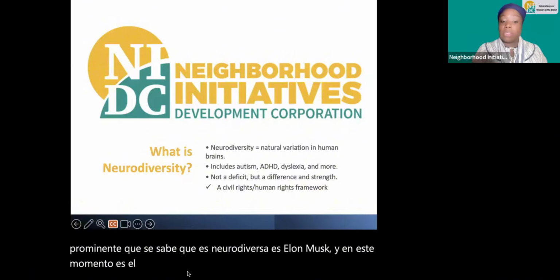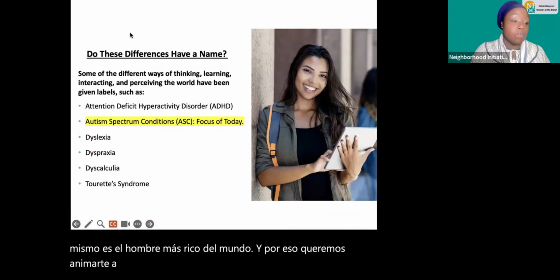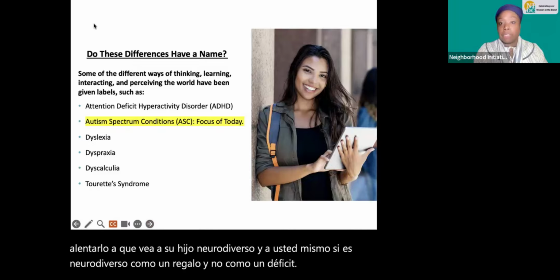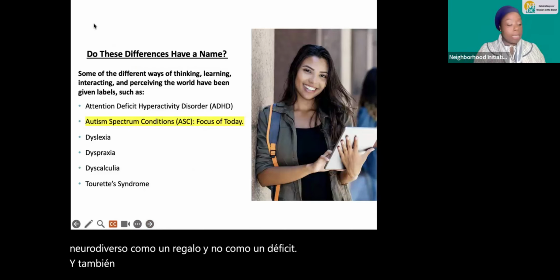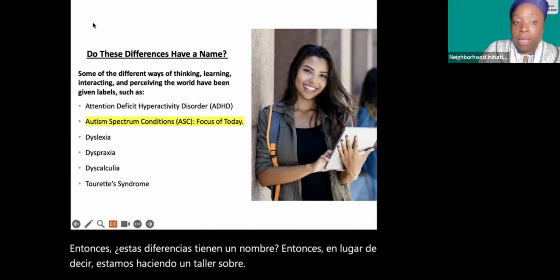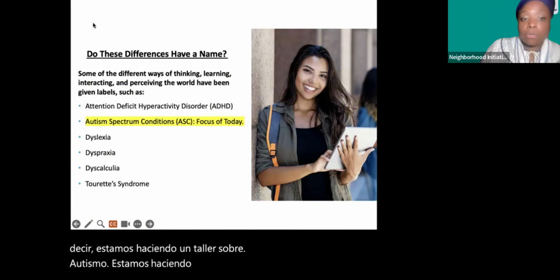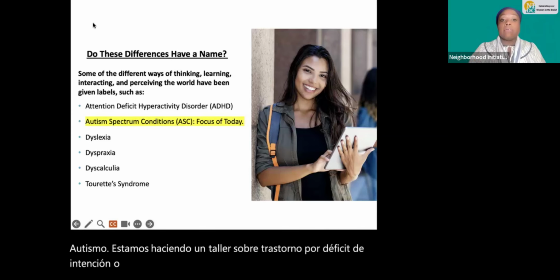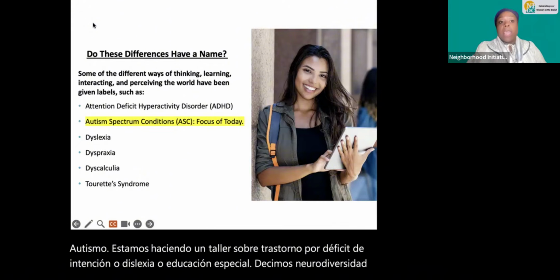And so we want to really encourage you to see your neurodiverse child and yourself, if you're neurodiverse, as a gift and not a deficit. And so do these differences have a name? So instead of saying we're doing a workshop on autism, we're doing a workshop on attention deficit disorder or dyslexia or special education, we say neurodiversity so that it can cover all the gamut.